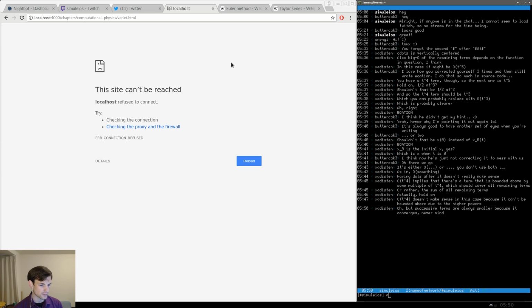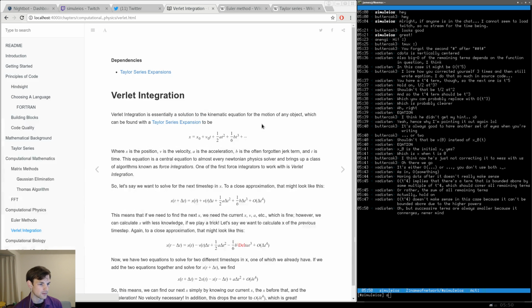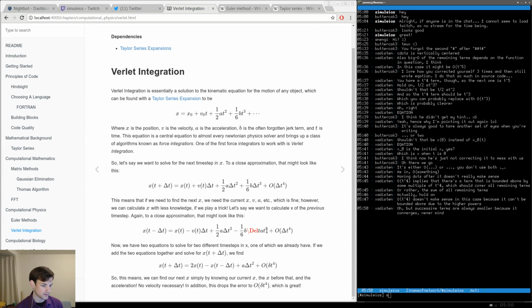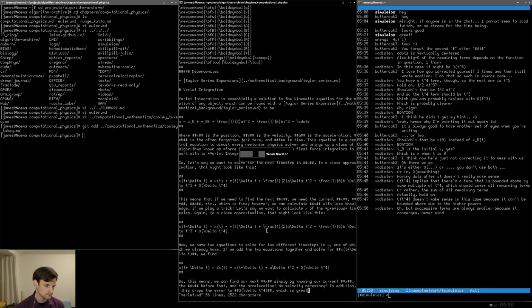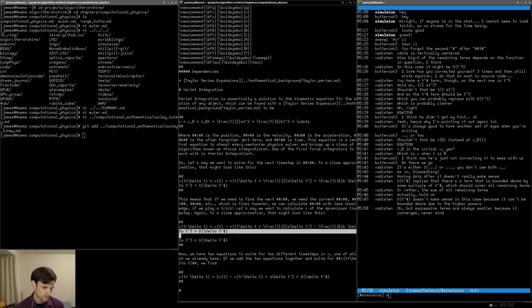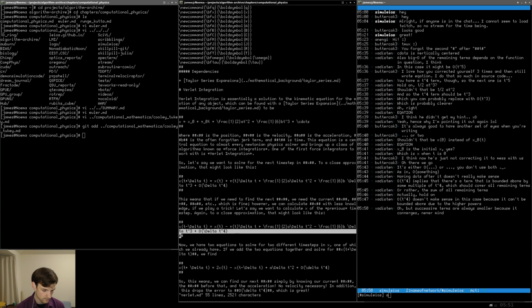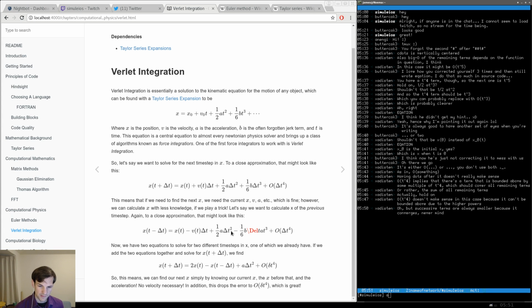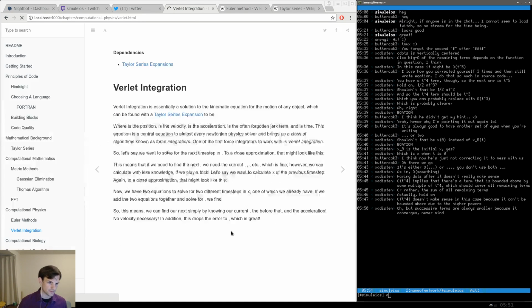Yeah. 1 second, let me refresh it a couple times. There we go. Okay, misspelled delta apparently. Oh, I see the problem. Write that. Oh, but successive terms are always smaller because it converges. Never mind. Yeah, this should be okay, I think.